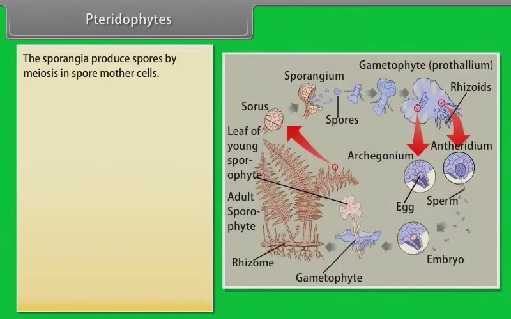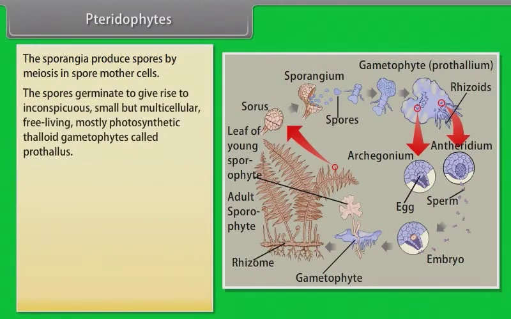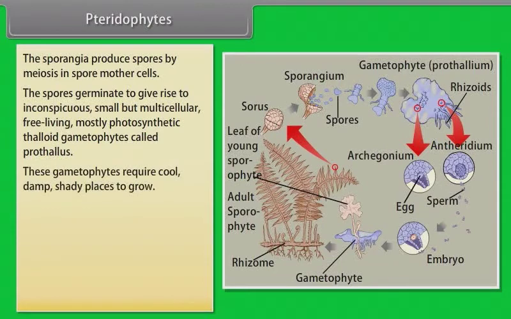They hold millions of tiny reproductive cells called spores. The sporangia produce spores by meiosis in spore mother cells. The spores germinate to give rise to inconspicuous, small, but multicellular, free-living, mostly photosynthetic thalloid gametophytes called prothallus. These gametophytes require cool, damp, shady places to grow.